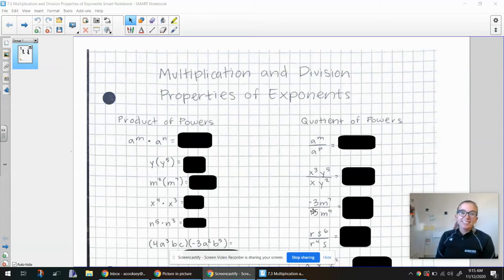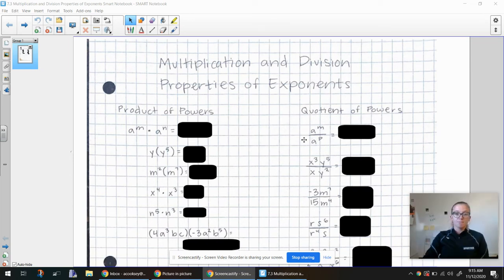Everybody, I'm Miss Cooksey, and today we're going to be talking about the multiplication and division properties of exponents. So we're going to do a little bit more evaluating and simplifying with exponential expressions. There are two different rules we're going to learn here. The first is the product of powers, and the second is the quotient of powers. We're going to start with the product of powers.